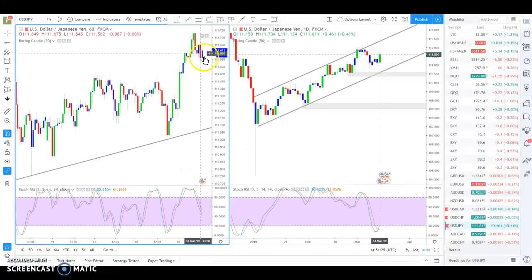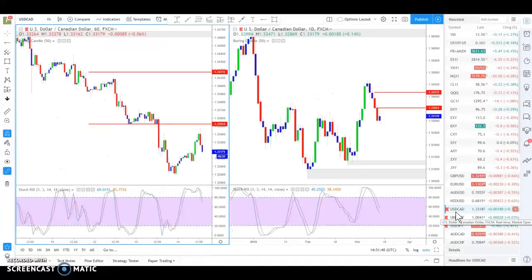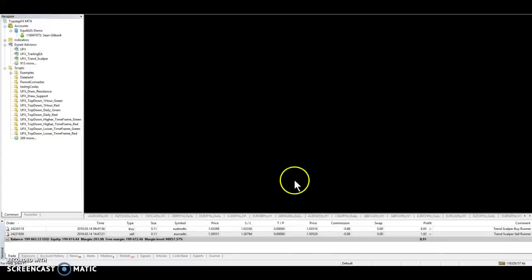And then the dollar yen, our price action, our main move is right up here, and we came up into it here. As of right now, we're just retracing, and we're midway down through the stochastic, so I would stay away from this one. So the only one that I'd be looking at scalping is the USD CAD. So we'll just pull up the charts here.